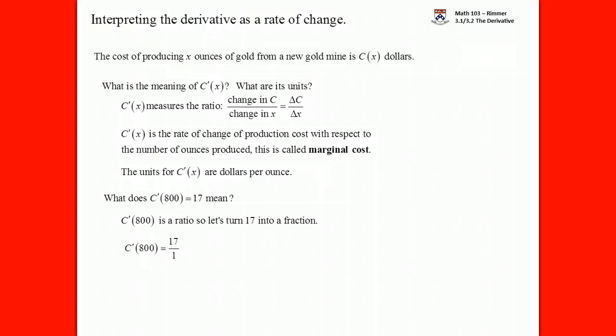What does that mean, though? Change in cost is 17 when change in the number of ounces is 1. Currently, you're at 800. You're producing at a level of 800 ounces of gold. You're getting 800 ounces of gold out of this mine. It has some cost to you. If you want to go from 800 and change that by 1 to 801, whatever cost you were at, your new cost will go up by 17.